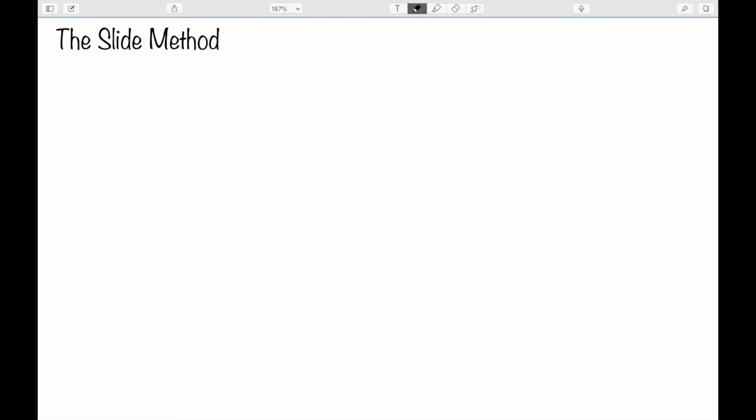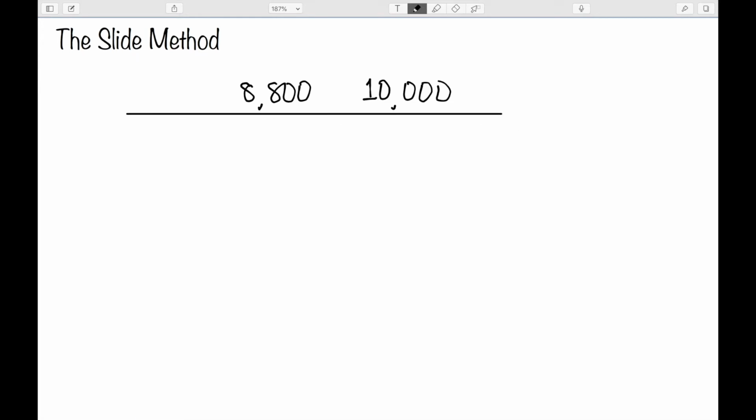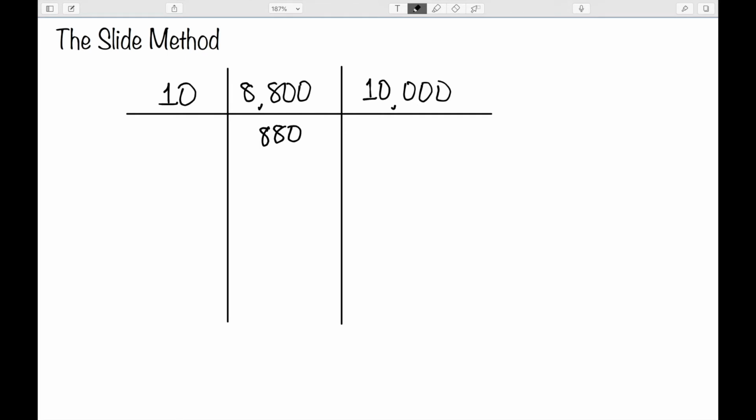Let's start by looking at the slide method to determine the least common multiple. Let's consider 8,800 and 10,000. My slide method does start with a table with the first column empty. And we look at things they have in common. We know these have a 10 in common. 8,800 divided by 10 is 880. 10,000 divided by 10 is 1,000.